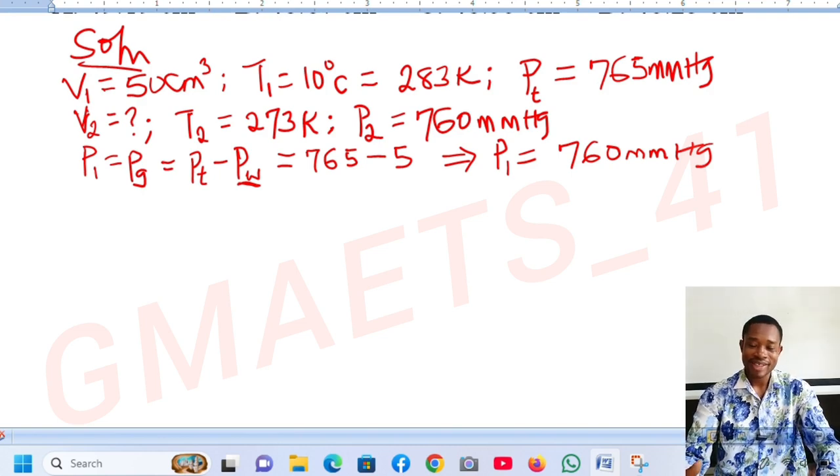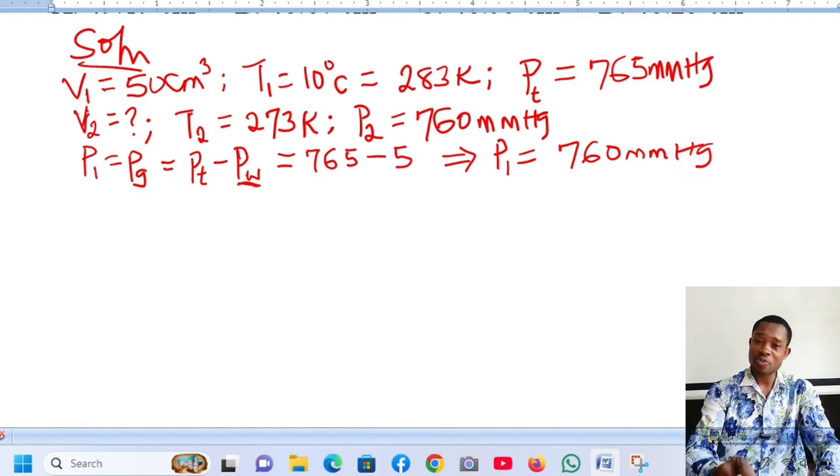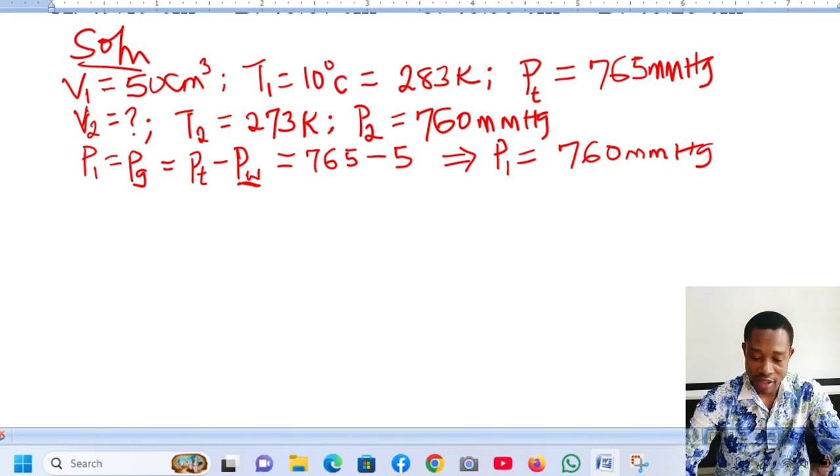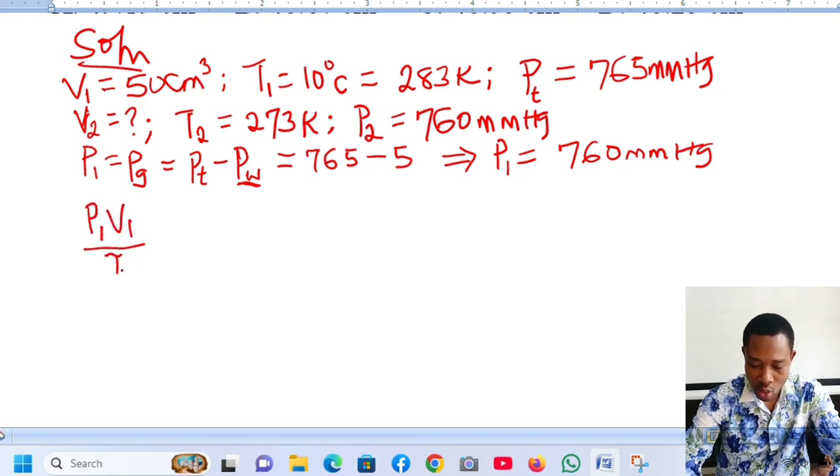As a matter of fact, this problem makes use of Dalton's law, because we needed to add the partial pressure of the gas and the partial pressure of the water vapor to get the total pressure. So there is an application of Dalton's law of partial pressure here. So in solving this problem, using the knowledge of Dalton's law of partial pressure to get our initial pressure, it will require that we use general gas equation, where we know that P1 times V1 over T1 is equal to P2 times V2 over T2.